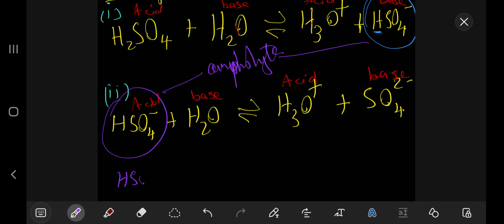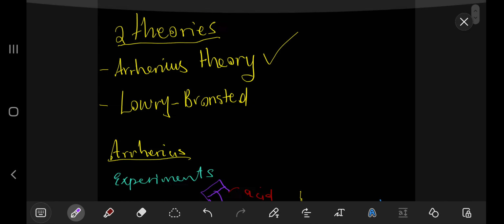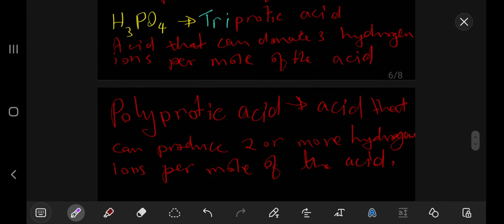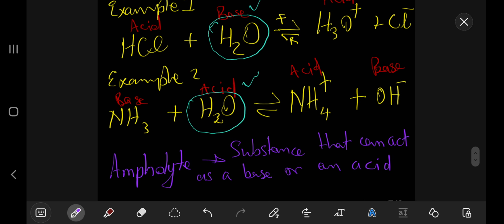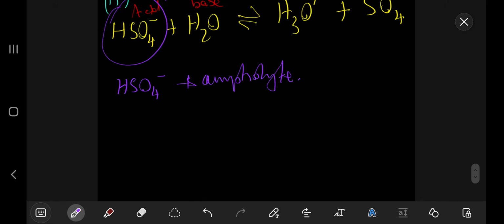So HSO4 minus, that is the ampholyte. So what is an ampholyte? It is a substance that can act either as a base or as an acid. All right, so from these reactions in aqueous solutions of the acid and base, we can identify what we call conjugate pairs.